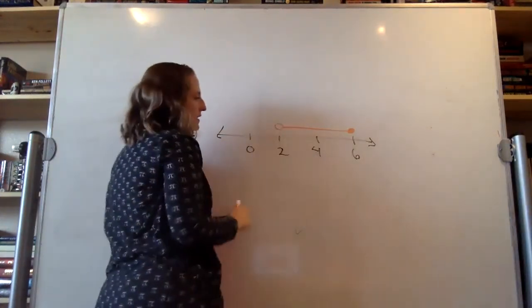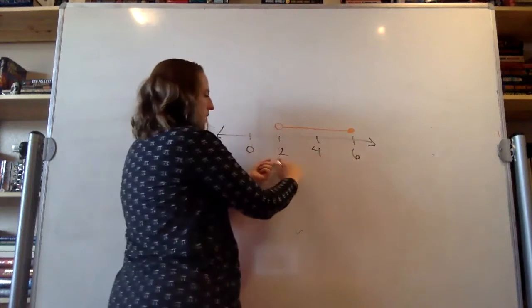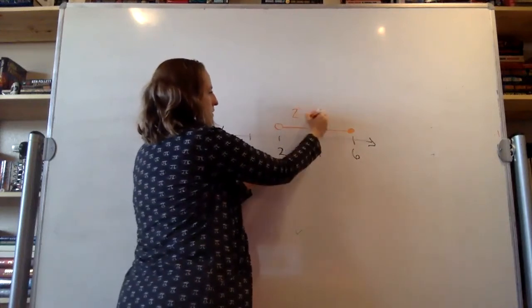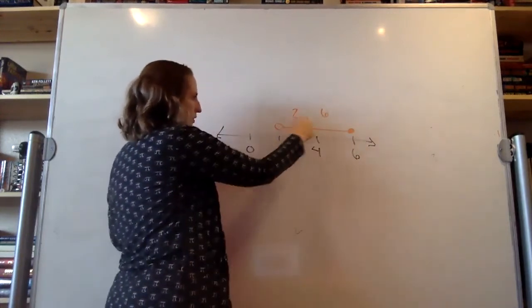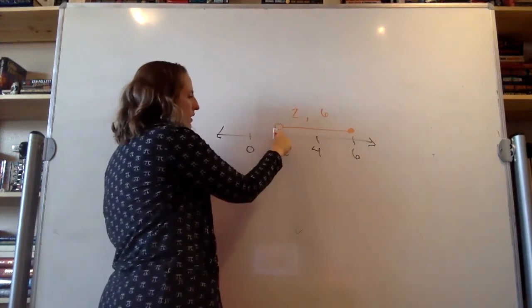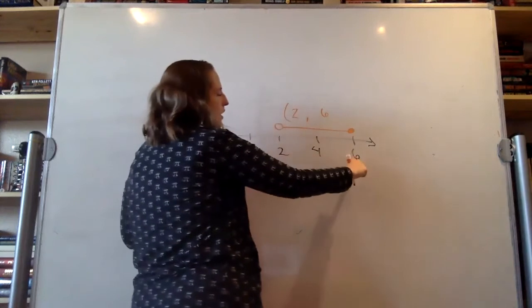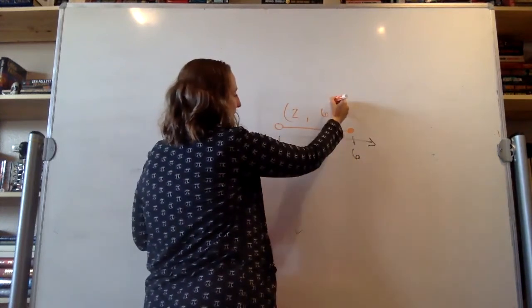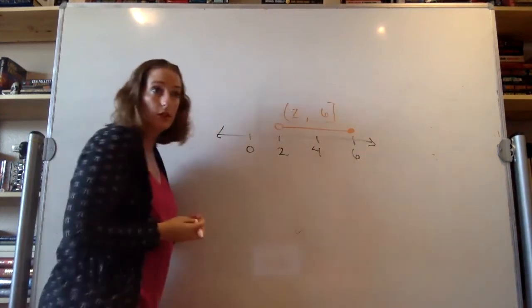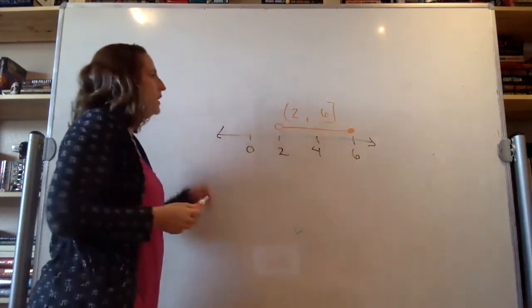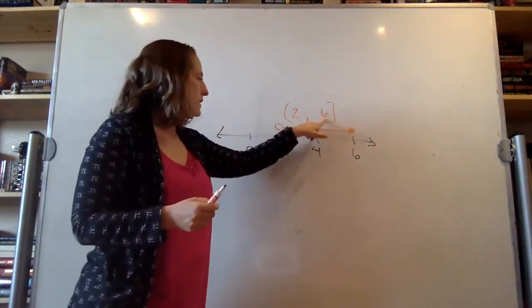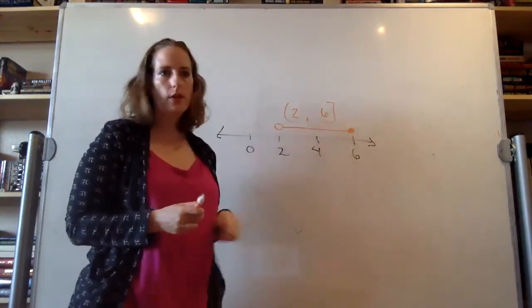How would I write this in interval notation? Well, my numbers, I go from 2 to 6. So from 2 to 6. I have an open circle at 2. That means 2 is not included. Not included is a parenthesis. I have a closed circle at 6. That means 6 is included, excuse me. So that's a bracket at 6. So here's the interval 2 to 6, not including 2, but including 6.